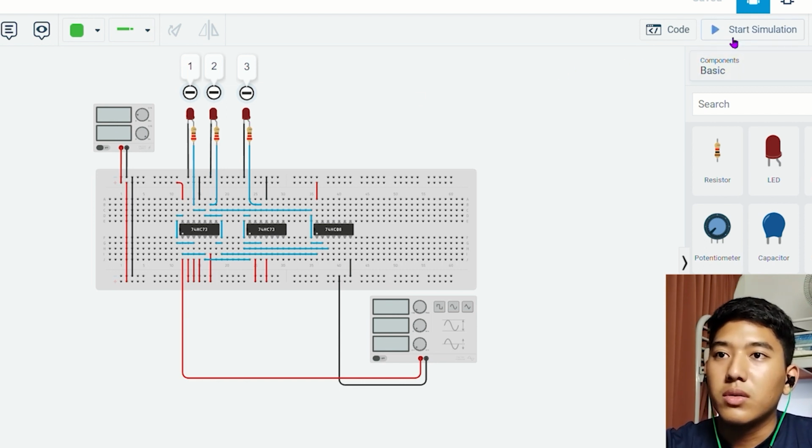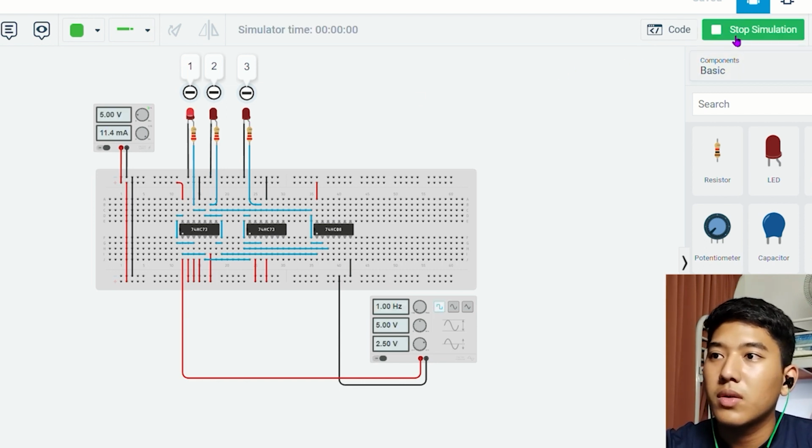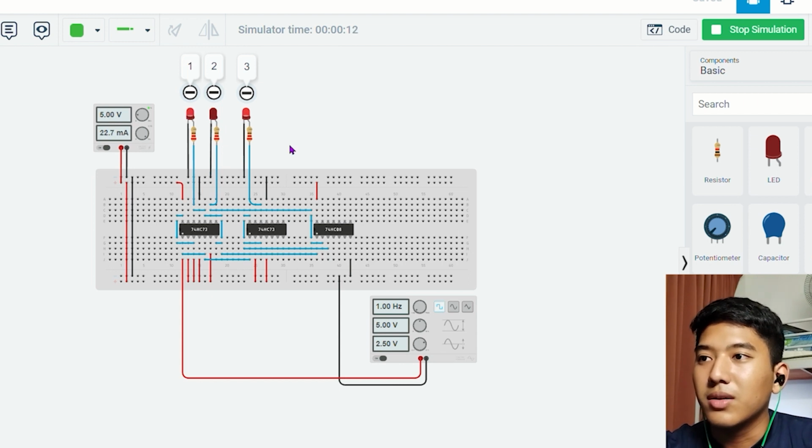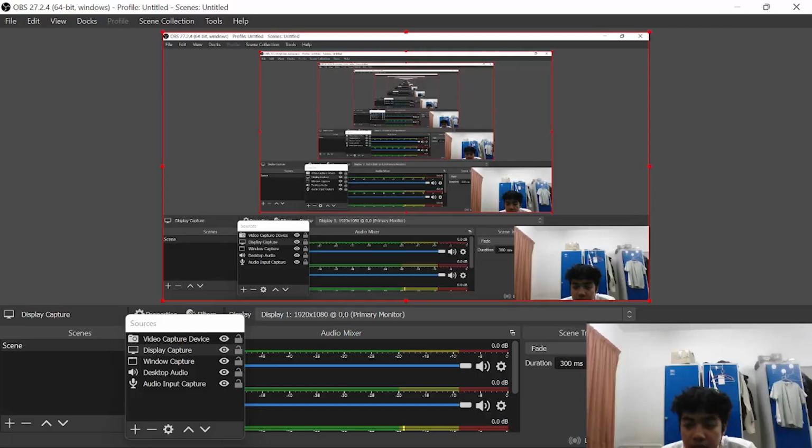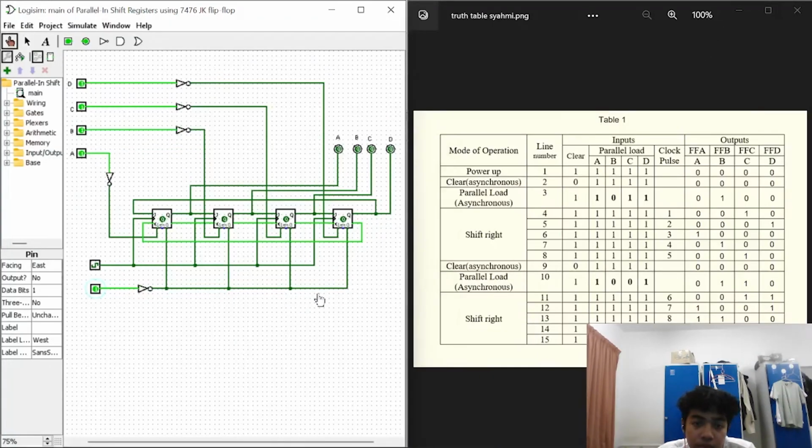So I will start the simulation. So the first one is the first LED lights up, right? Following the regulation. Okay, so this is the result. So that's all for the simulation.